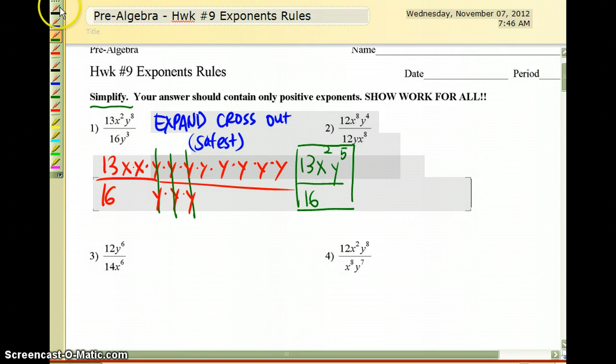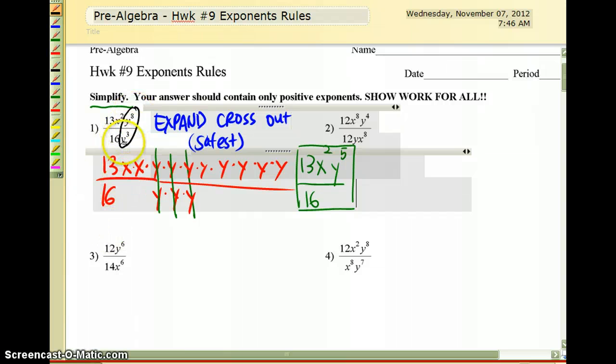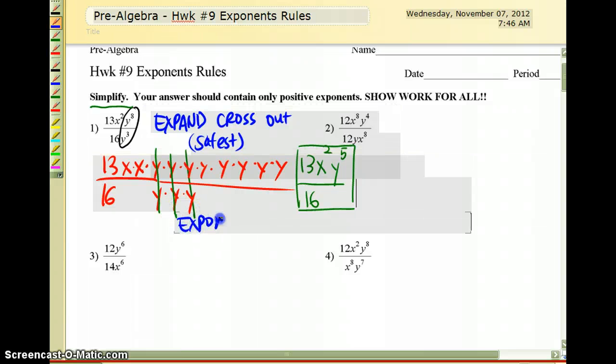For number 1, another way to do that would be by using the exponent rules. The rules that we can use would be to take common base numbers. So here we have a common base number of y. If I have y to the 8th power divided by y to the 3rd power, I'm allowed to subtract the exponents 8 and 3. So here I'm going to rewrite that.